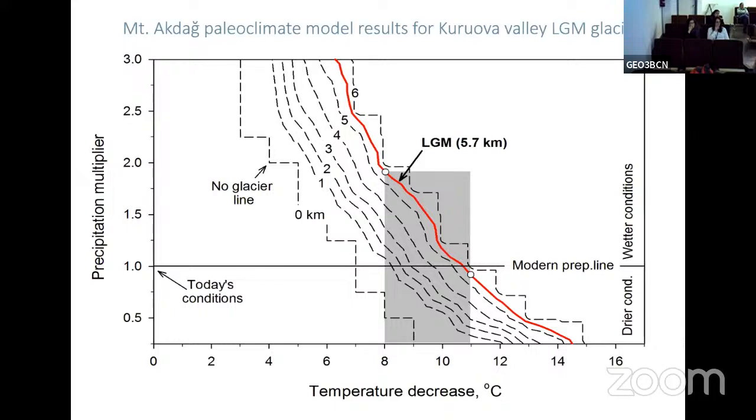In this case, for example, the LGM glacier was almost 6 kilometers long, and you needed between 8 to 11 degrees Celsius temperature drop if you assume similar precipitation conditions as today. If you increase the precipitation, you need less temperature decrease. If you are in drier conditions, you need colder conditions. So this is the model prediction.